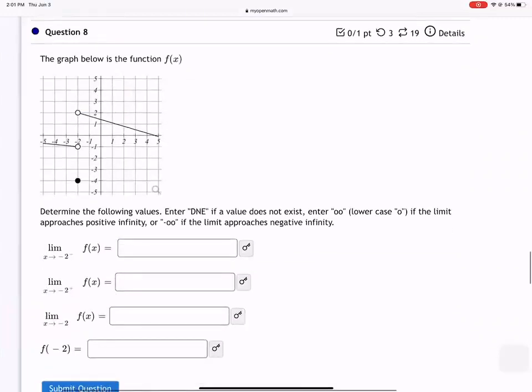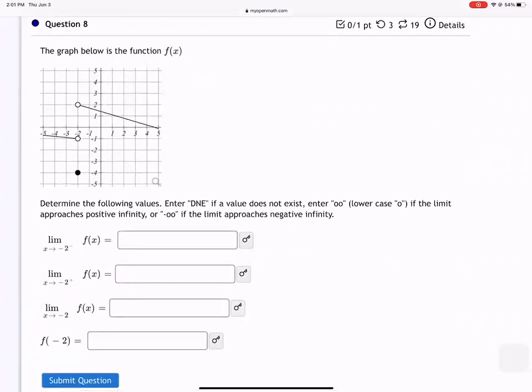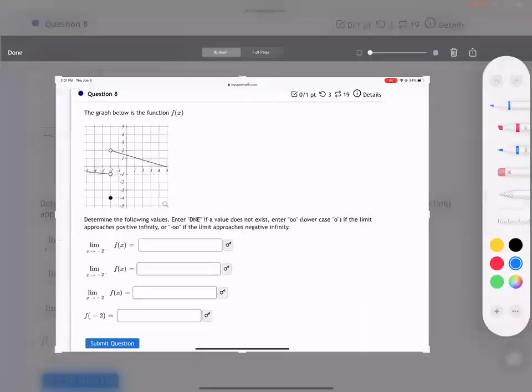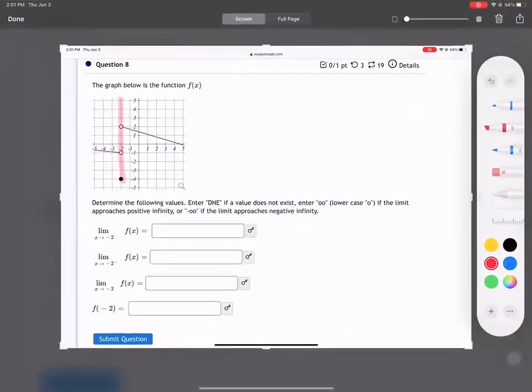8 is very, very similar, except now instead of looking at the piecewise function, we're looking at the graph again. Looking at this problem, does the limit exist at negative 2? Looking at negative 2, the right side says 2, the left side says negative 1. Do they agree? When you don't write a plus or minus, it means you have to agree from both sides. And they don't. So the answer does not exist.